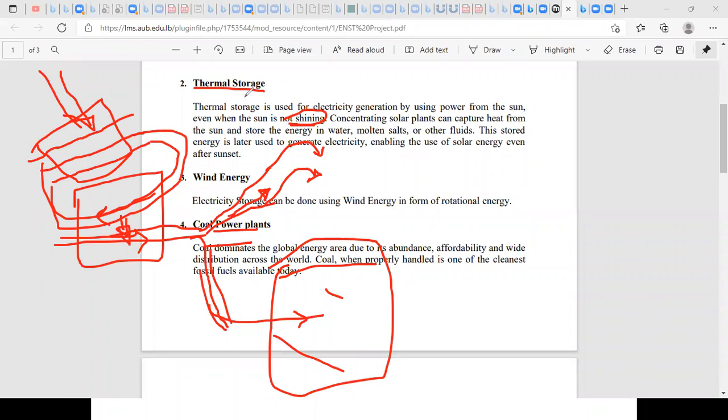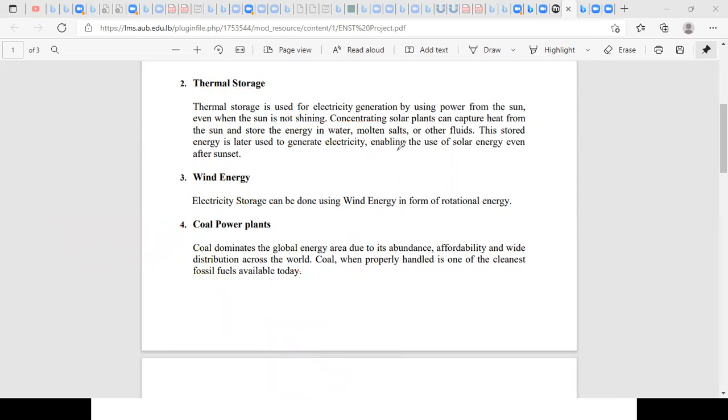You can work with PCM, you can work with materials that have a high storing capacity. For example, in such applications, we have concentrated solar plants that can capture heat from the sun and store energy in water, in molten salts, in PCM, or in any other fluids. This stored energy will then be released at the appropriate time to generate electricity, enabling the use of solar energy even after sunset. So the storage is very important for efficient use of renewable energy.